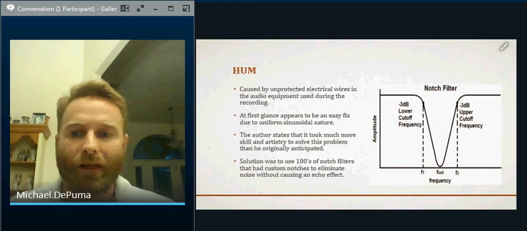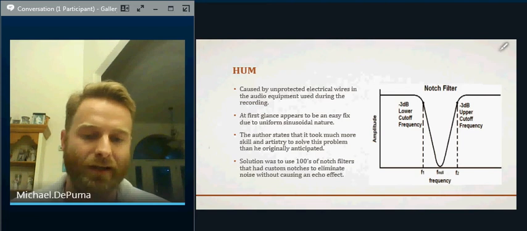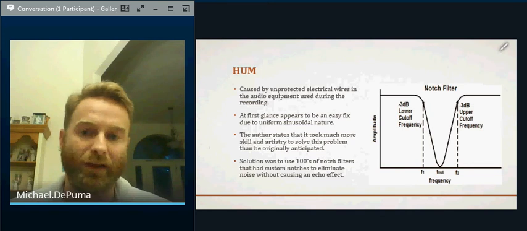And hum. Hum is caused by unprotected electrical wires like we discussed before. Originally, the author, Mr. Moyer, thought this was going to be really easy to fix because it's 60 hertz, you know the frequency, it's a uniform sinusoidal signal, but he was surprised at how difficult it was for him to fix. And he actually had to create a series of hundreds of notch filters.